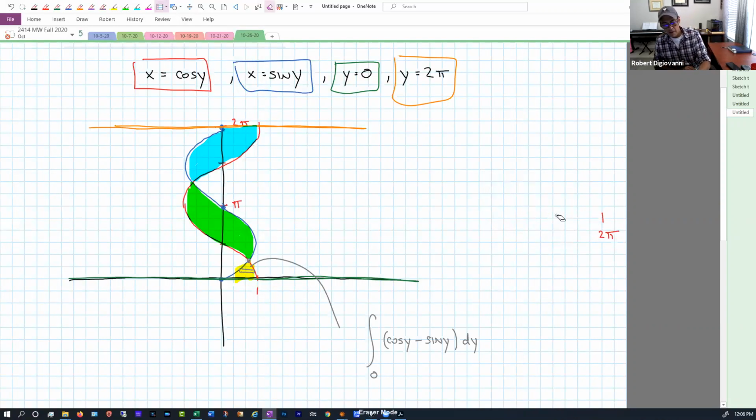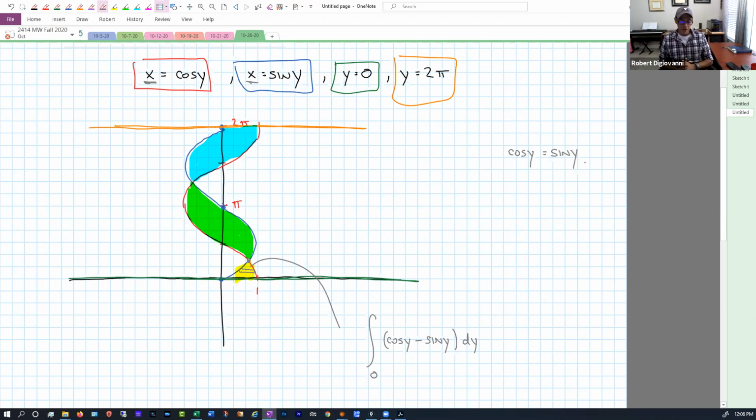And if I need to know where the red and the blue intersect, then that means I need to set the red and the blue equal to one another. And since they're both solved for x, I can set them equal to one another. So I'm just going to set cosine y equal to sine y. Had anyone gotten that yet? There's a couple of different approaches on that.